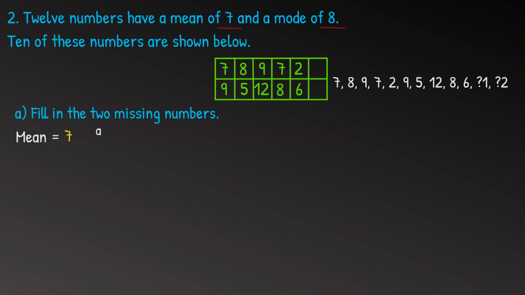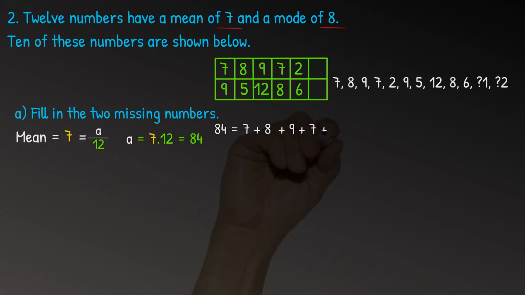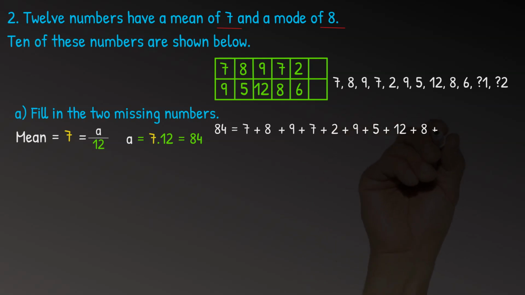Now, we know that the mean is 7, and we also know that the mean is the sum of all the numbers, which we called A, divided by the number of them, which is 12. That means we can work out A. A is going to be equal to 7 times 12, which is 84. So now we know the sum of all the numbers is 84.